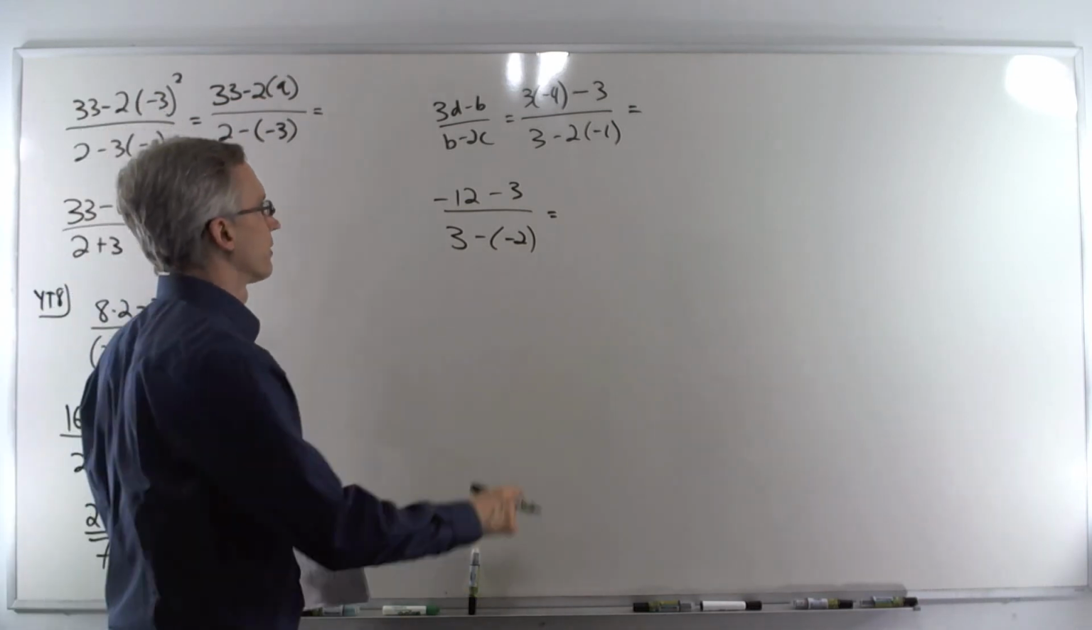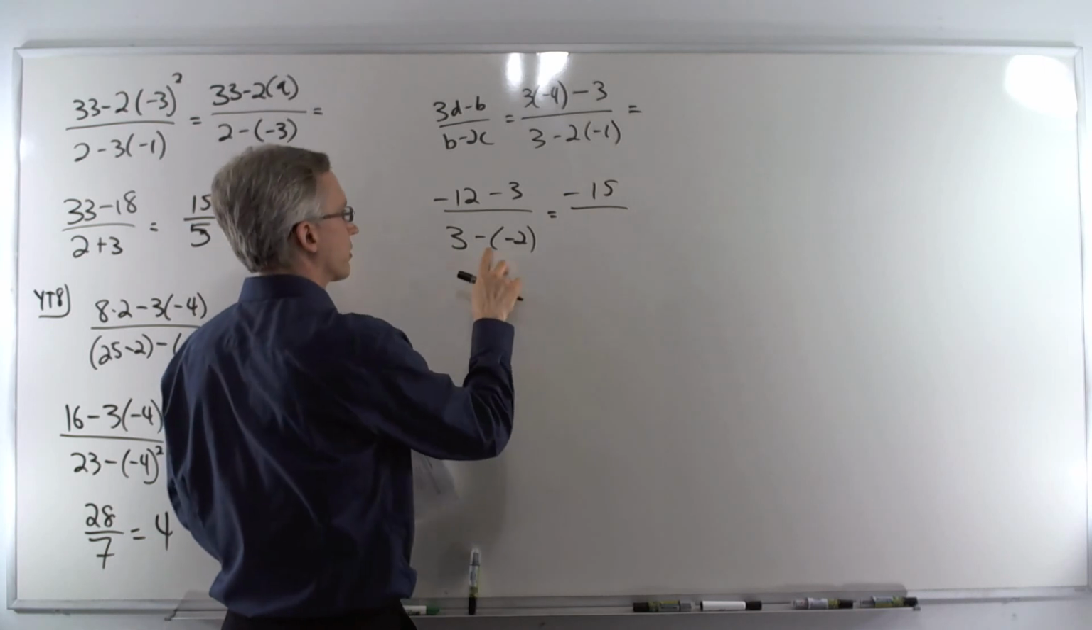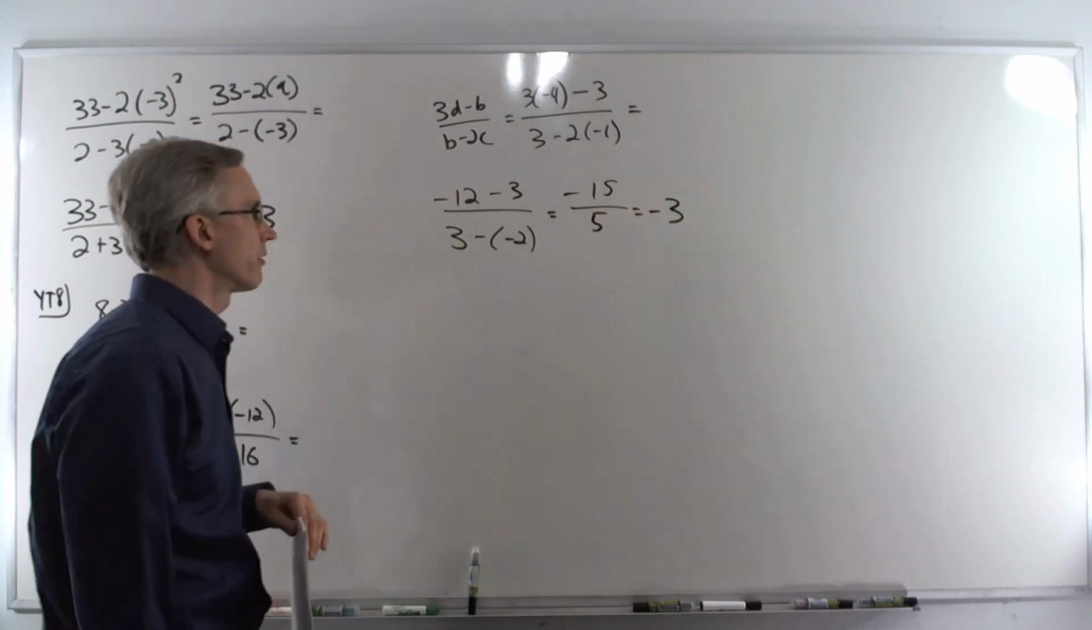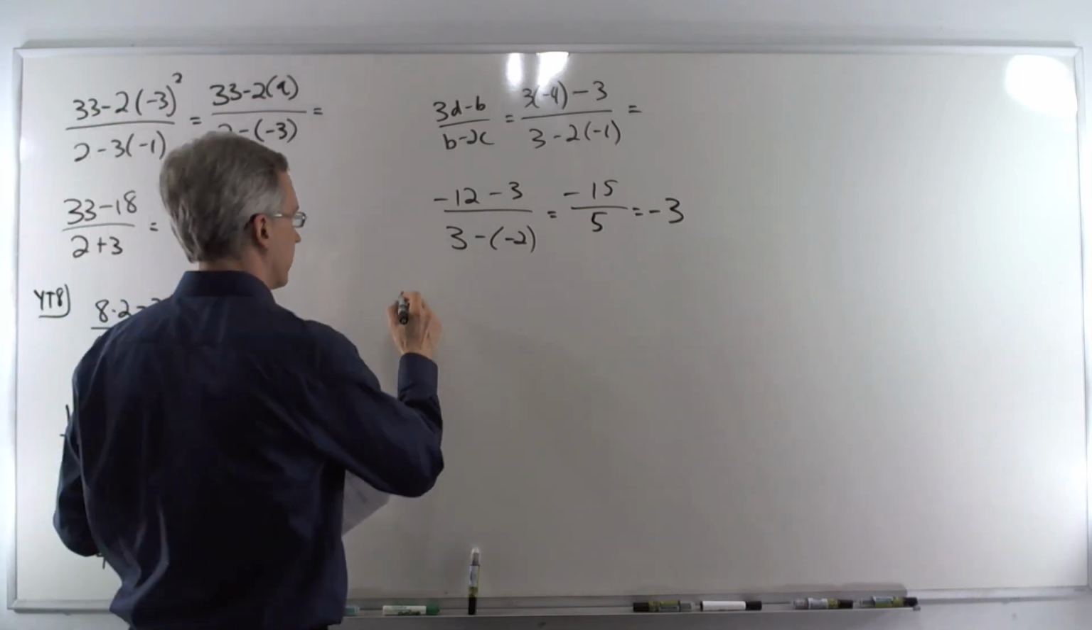Now we can evaluate the top. Negative 2 minus 3 is negative 15. And on the bottom, this is 3 plus 2, so that is 5. Divide them out, and we get negative 3. Your turn, number 9.